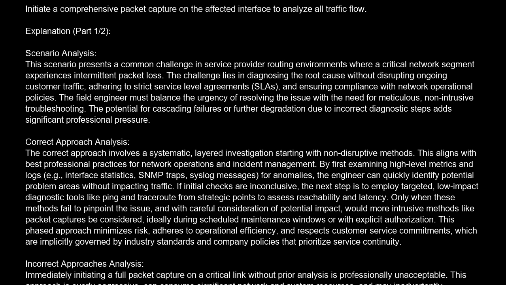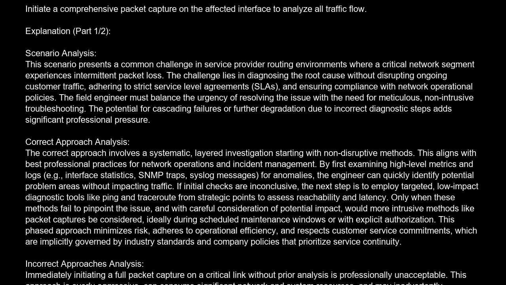The field engineer must balance the urgency of resolving the issue with the need for meticulous, non-intrusive troubleshooting. The potential for cascading failures or further degradation due to incorrect diagnostic steps adds significant professional pressure. Correct approach analysis. The correct approach involves a systematic, layered investigation starting with non-disruptive methods.